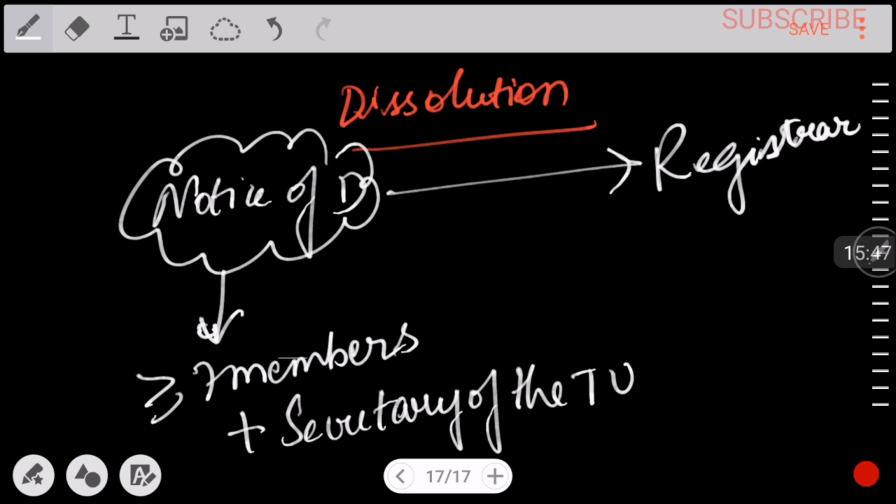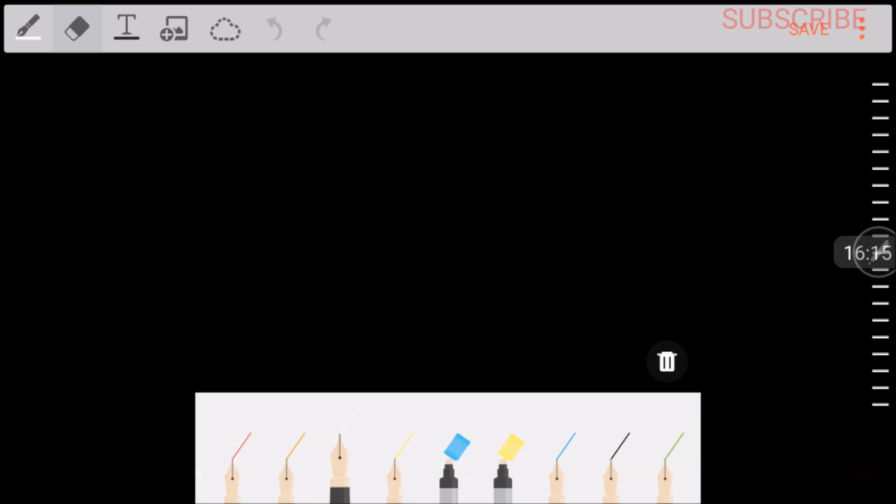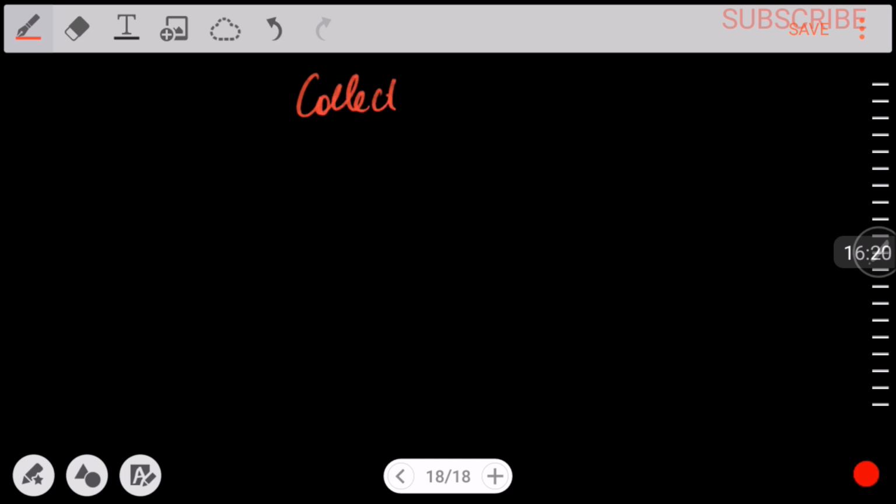So how is dissolution possible in a trade union? We have discussed already that a minimum of 7 members form the trade union. So for dissolving also we need 7 members. So 7 members plus the secretary of the trade union prepare a notice, sign the notice and send it to the registrar of the trade union. If the registrar is satisfied, he registers the dissolution notice and the trade union is dissolved.